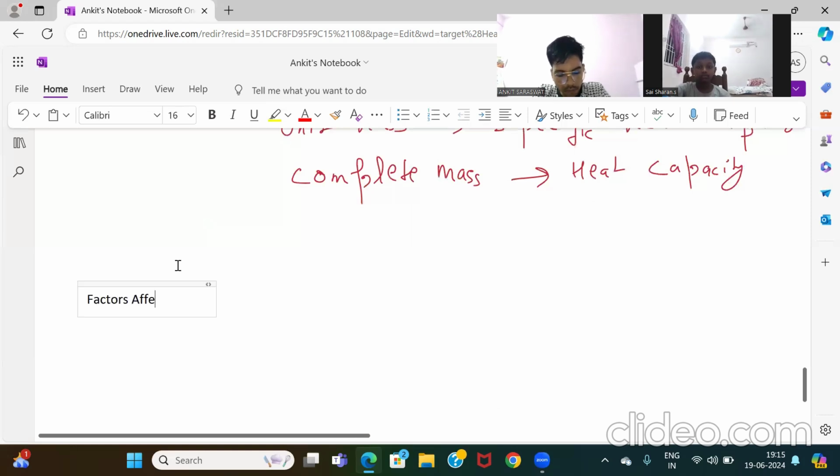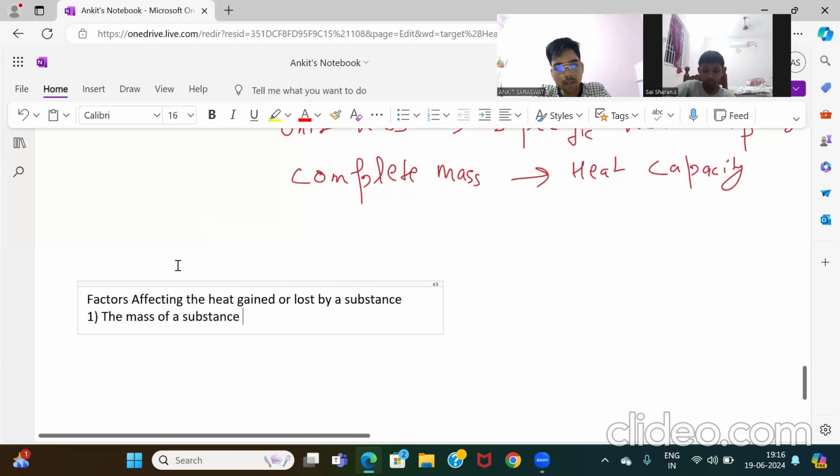Factors affecting the heat gained or lost by a substance. First, write down the mass of the substance, which I am denoting by small m. Next, the specific heat of a substance.